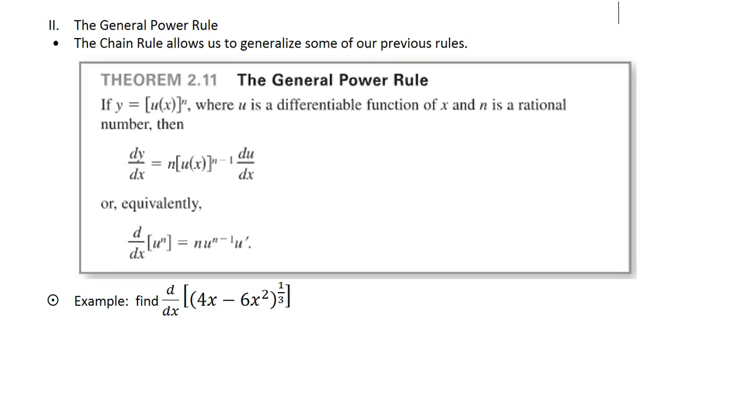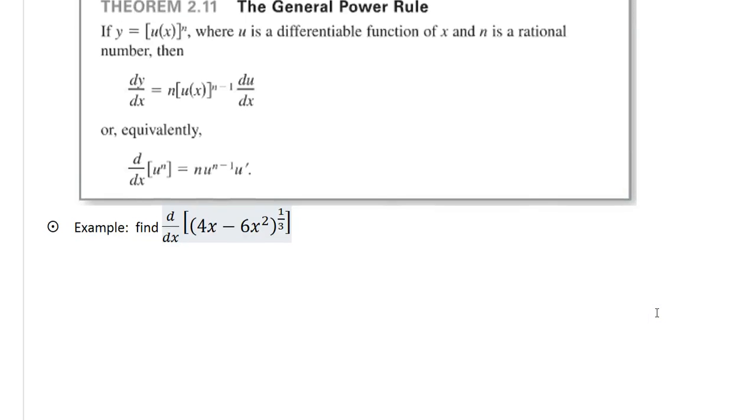This is the general power rule, and this says if y is equal to some u of x to the nth power, where u is a differentiable function of x and n is a rational number, then the derivative of y with respect to x is going to be equal to n times u of x to the n minus 1 times the derivative of u with respect to x. Or if you just want to think of it as u to the n, that's n times u to the n minus 1 times u prime. So we've seen examples of this before, but we'll work a couple more.